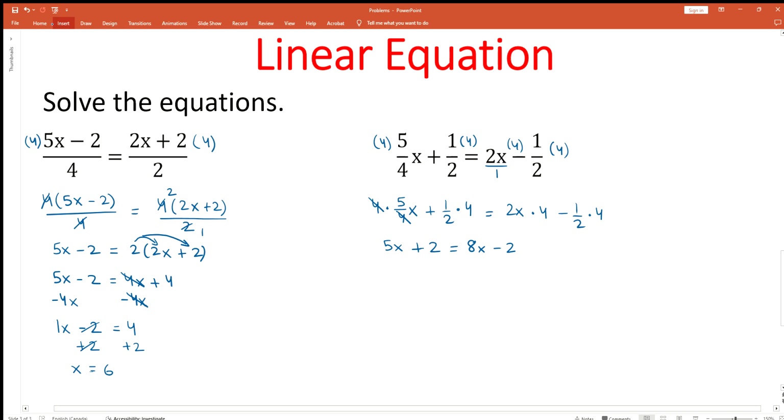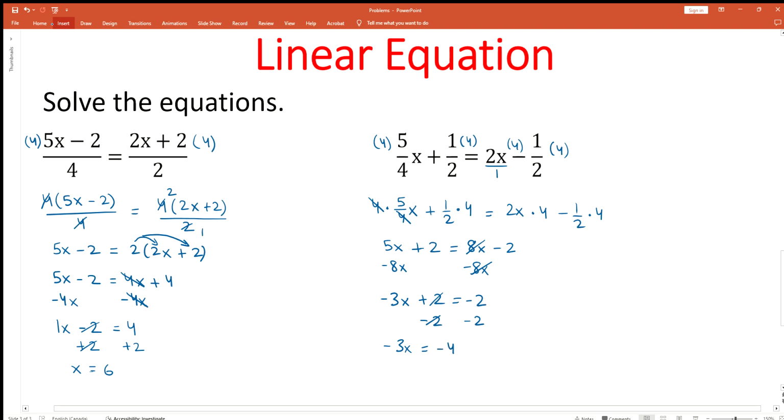Now we can gather and combine like terms. We can gather and combine x terms on the left side of the equation. We should subtract 8x from both sides. 5x minus 8x is equal to negative 3x. In this step, plus 2 and negative 2 are like terms. We can gather and combine these number terms on the right side of the equation. We should subtract 2 from both sides. Negative 2 minus 2 is equal to negative 4.